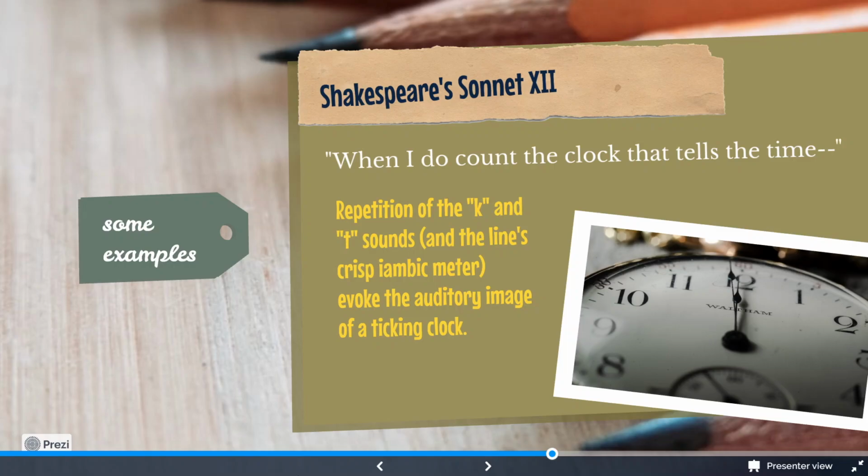So here the repetition of the K and T sounds, along with that line's crisp iambic meter, evoke the auditory image of a ticking clock. This is intentional, okay? Shakespeare meant to do this.